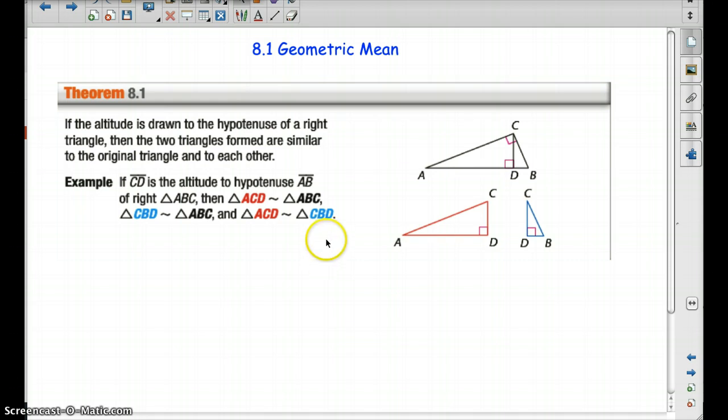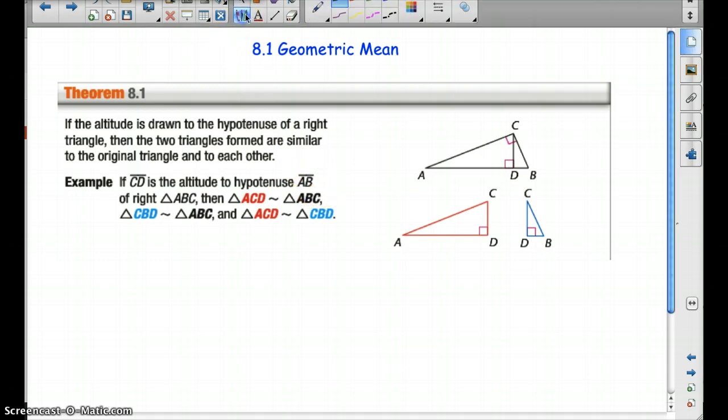So that's kind of neat. You're going to need your packets. And there's this first theorem, theorem 8.1. And this shows us that if an altitude is drawn from the right angle to the hypotenuse, then the two triangles formed are similar to the original triangle and to each other. So when we have an altitude here, we're going to get three similar triangles.